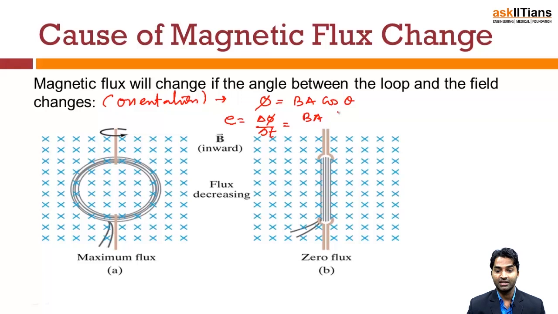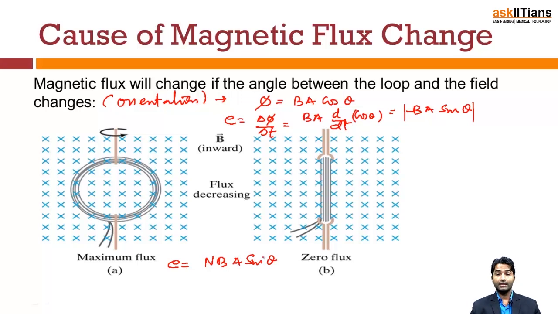So now it is related to d/dt of cos theta, and this is equal to B into A sine of theta. We will get a negative value, but to find the induced EMF we have to consider the magnitude of this value. So E is equal to n, if there are n number of turns, BA sine of theta.